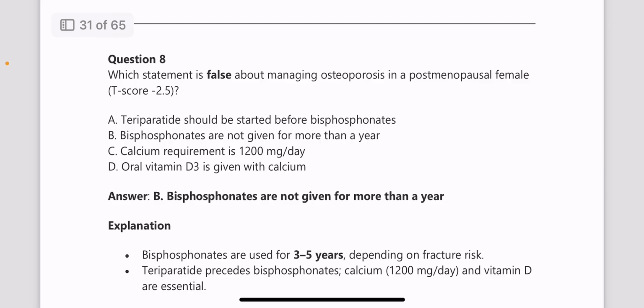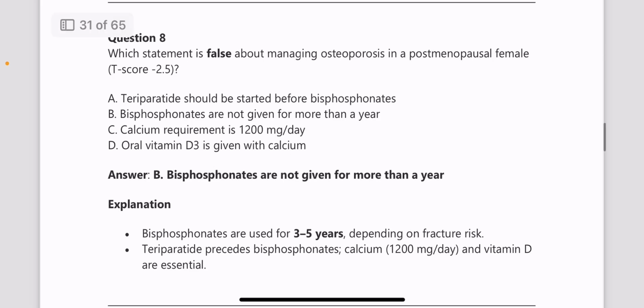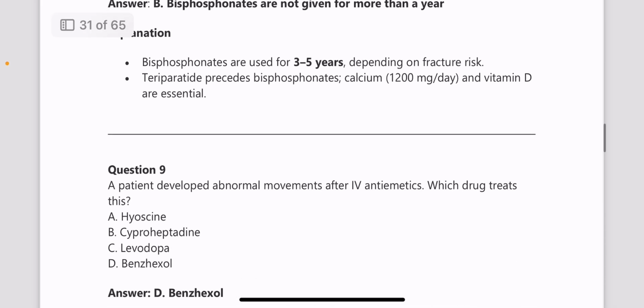Next question, which statement is false about managing osteoporosis in a postmenopausal female with T-score of -2.5? So here the answer is bisphosphonates are not given for more than a year, which is a false statement, because bisphosphonates can be given for around 3 to 5 years depending on the fracture risk. It's not like used for 1 year alone.